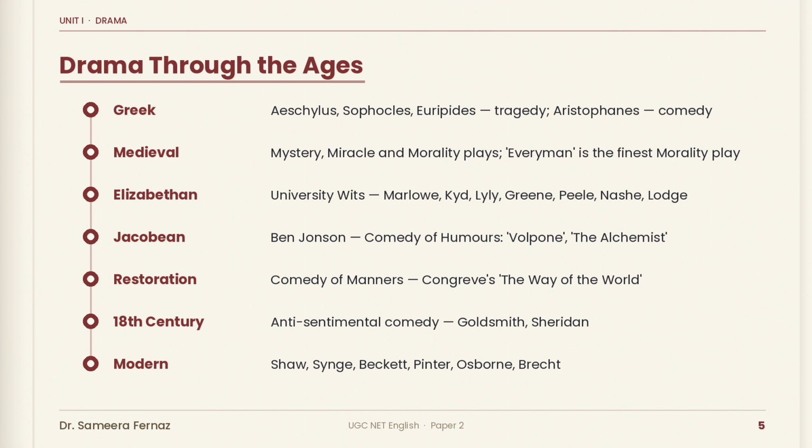Medieval England gave mystery, miracle and morality plays, and Everyman is the finest morality play. The Elizabethan age brought the University Wits, including Marlowe and Kyd. In the Jacobean period, Ben Jonson created the comedy of humours with Volpone and The Alchemist. The Restoration age is famous for comedy of manners, and Congreve's The Way of the World is the best example. The 18th century saw anti-sentimental comedy by Goldsmith and Sheridan, and the modern age gave us Shaw, Synge, Beckett, Pinter, Osborne and Brecht.